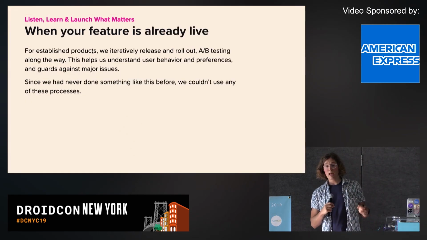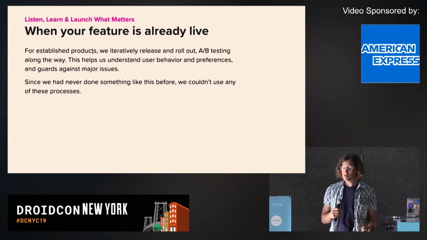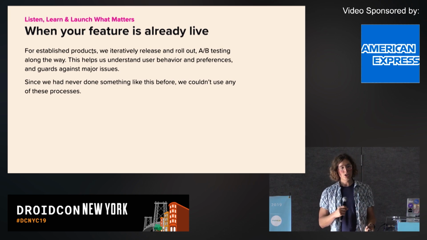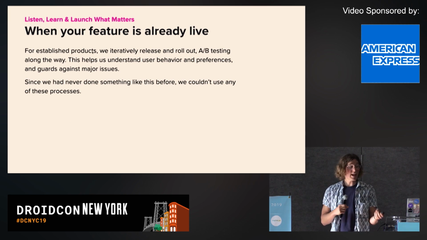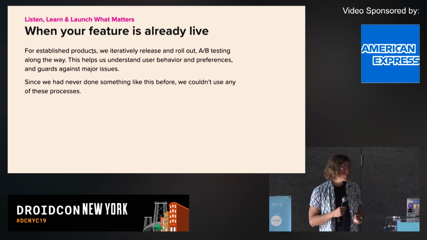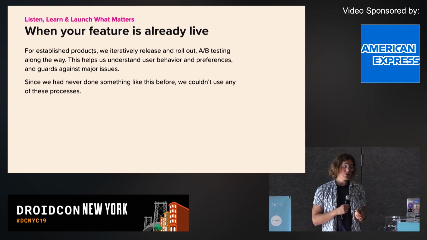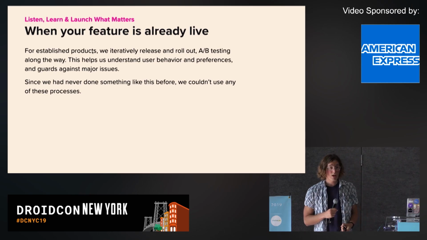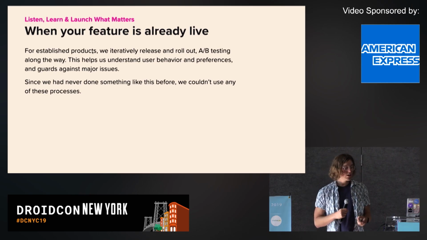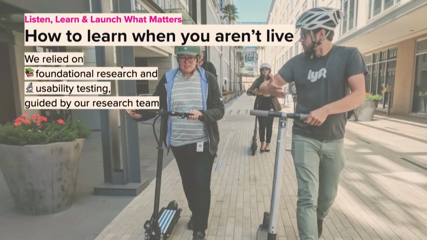If you already have an established app and you're doing something very iterative, you have a lot of options at hand. You can iteratively roll out your feature. You can A/B test. You can understand how your users' preferences change as a reaction to this. You can understand user behavior, and you can guard against a lot of major technical issues. But if you're doing one big release, you don't have this. So what do you have?